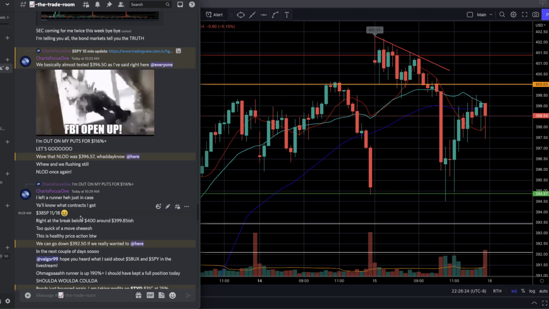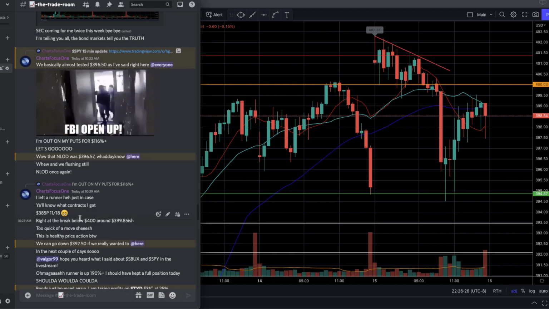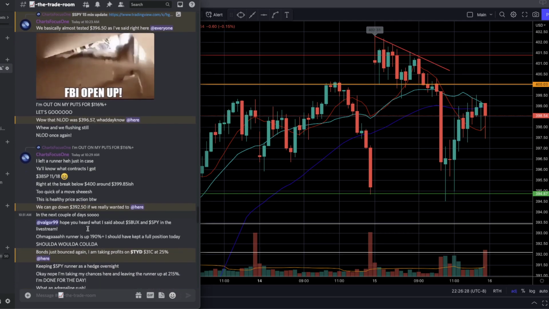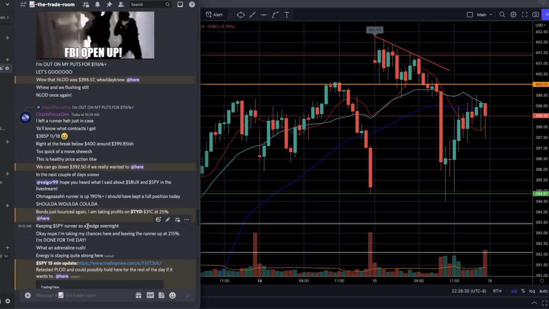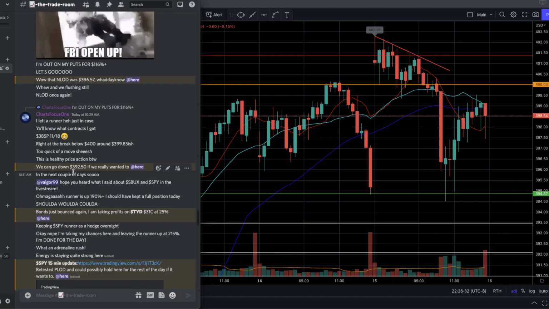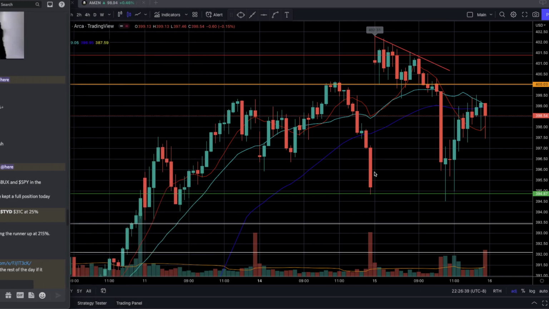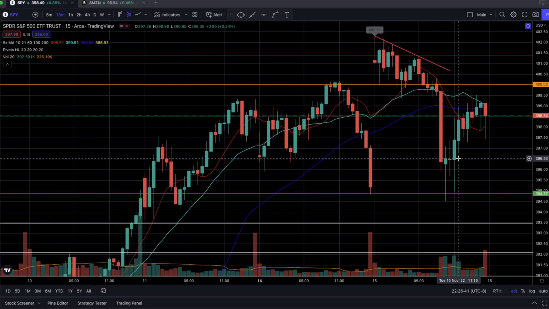So as we continued to flush lower and break into a new low of the day, I said that we can go down to 392.50 if we really wanted to, which was a Monday level support here. Right over here.